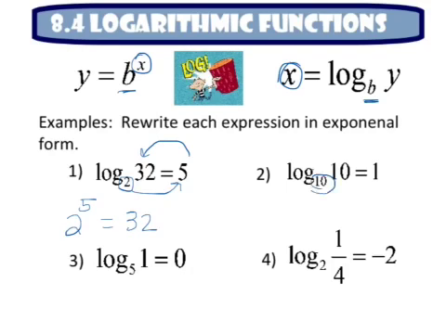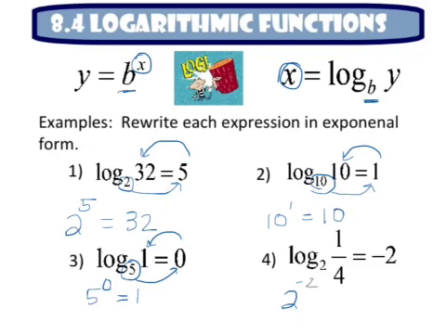So number 2, we would start with that base of 10. We'd say 10 to the 1 equals 10. Again, a true statement. Number 3, start with the 5. 5 to the 0 equals 1. And number 4, 2 to the negative 2 equals 1/4. And if we remember that negative exponents don't make negative numbers, they just flip over and turn it into a fraction. That's what a negative exponent will do.